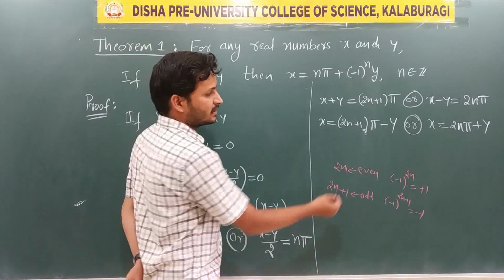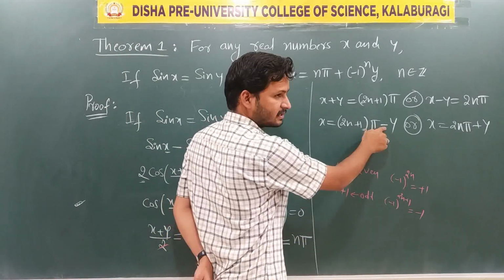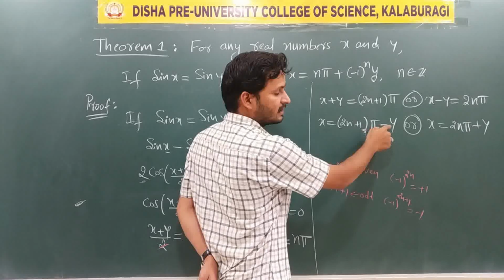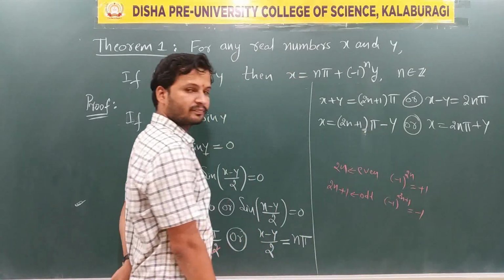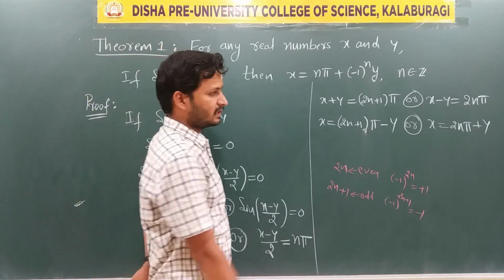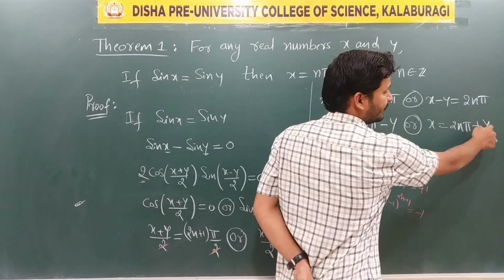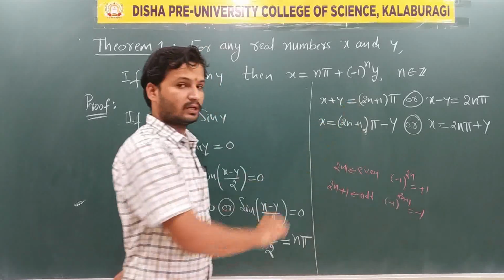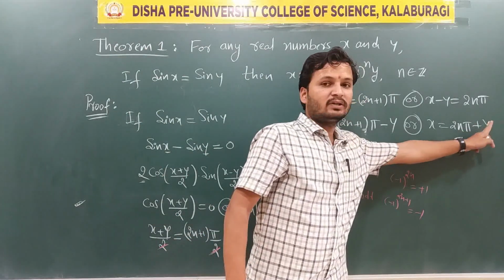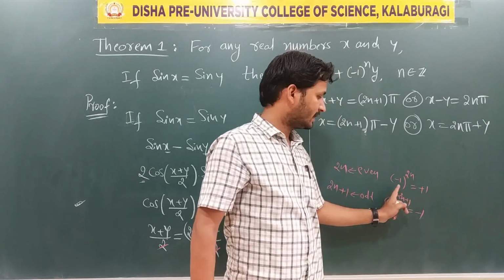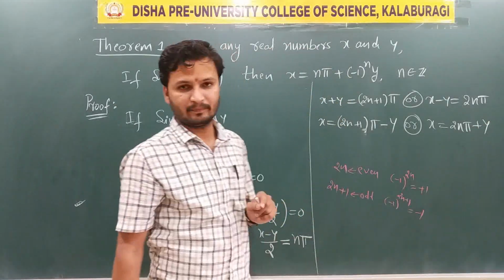That means the minus sign here is nothing but minus 1. This minus 1 can be written as minus 1 to the power 2n plus 1. Again here plus 1 into y is there, that is 1 into y. So 1 can be written as minus 1 to the power 2n.